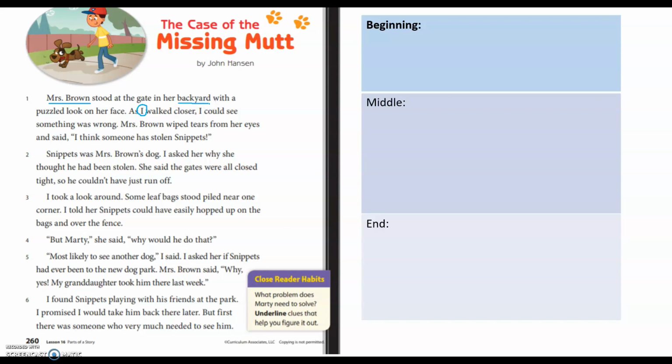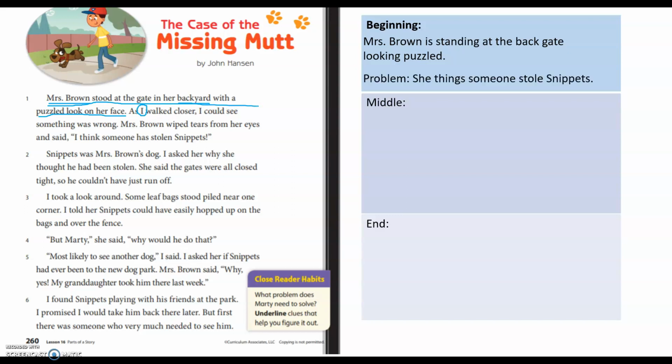Now let's identify some things that happened that were important at the beginning of the story. I see that Mrs. Brown is standing at her back gate looking puzzled. Then the problem arises. What's the problem of the story? Mrs. Brown thinks someone stole Snippets. Snippets was Mrs. Brown's dog.